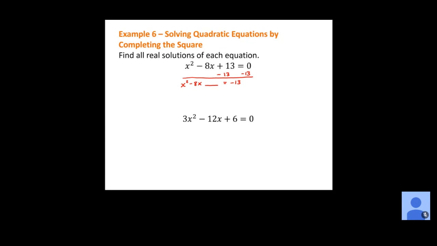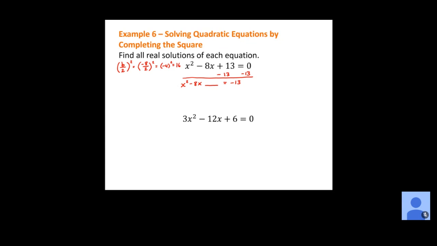Now, once we've done that and we've moved that c value, now we can use our formula. So remember, we're going to do b divided by 2 squared. Now for this one, our b value is negative 8. So I'm going to take my negative 8, divide it by 2, and square it. Well, negative 8 divided by 2 should give us negative 4, and negative 4 squared is going to give us 16.